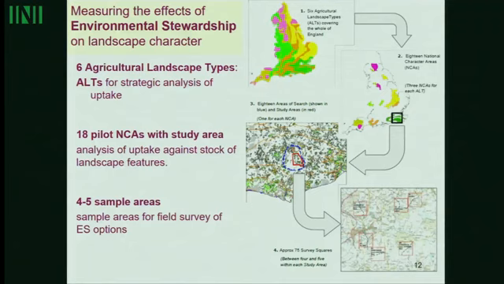Within each of those agricultural landscape types, we identified 18 pilot study areas of different landscape types, and within those study areas there were nested survey sites, which is the map at the bottom. So we wanted to get good coverage of England in this pilot, and we wanted areas to be surveyed on the ground, looking at how different agri-environment options had been deployed in those landscapes.